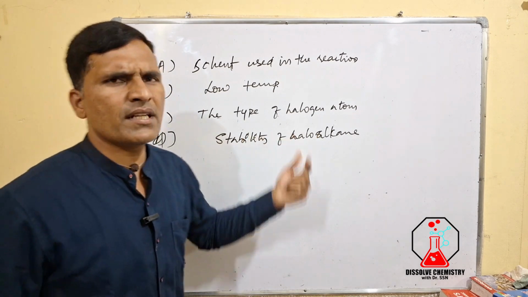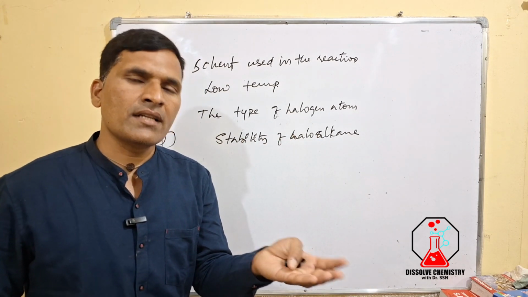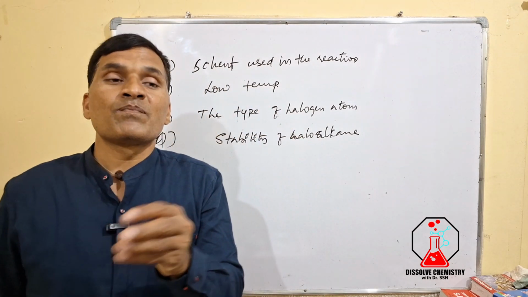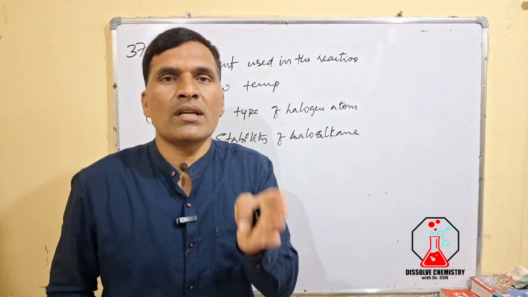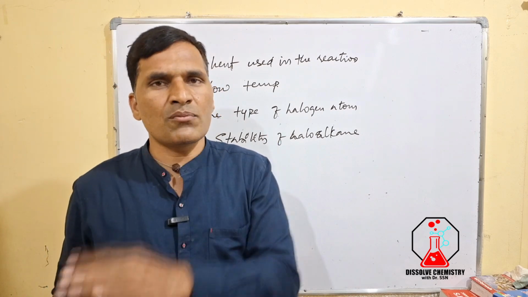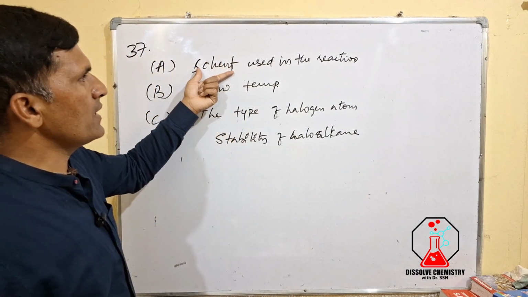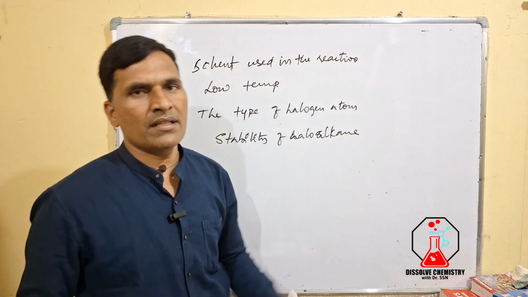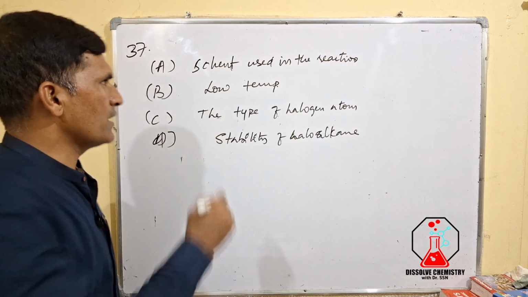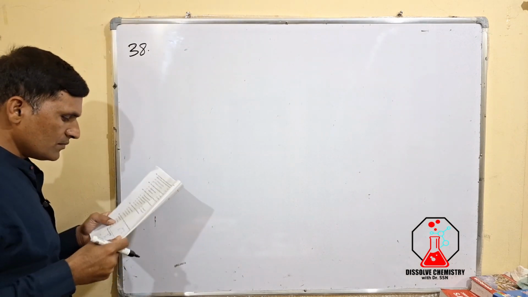And the last option is stability of haloalkane. It is nothing to do with the stability of the haloalkane. What it exactly depends upon is whether the haloalkane is primary, secondary or tertiary, and that option is not given. In the given options, the more appropriate one is the solvent used in the reaction, which is going to decide either SN1 or SN2 mechanism. So therefore your option is A.